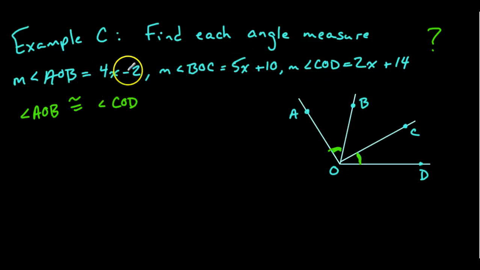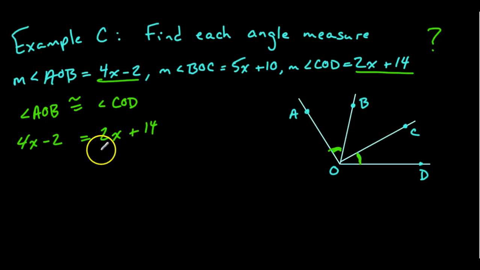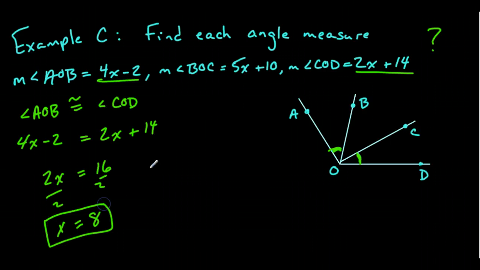All right, congruent means equals, so AOB is 4x minus 2, so we got 4x minus 2, and that equals COD. COD is 2x plus 14. Do the quick algebra on this. We're going to subtract 2x on both sides. I get 2x, and I'll add 2 to both sides to cancel that. 2x equals 16. We're going to divide each side by 2, and we get x equals 8. All right, didn't solve our problem yet, because we have to actually find the angle measurements.